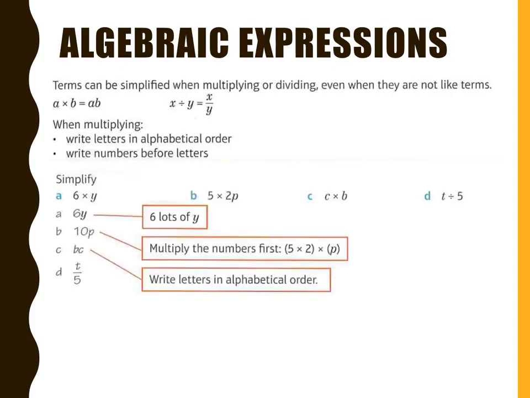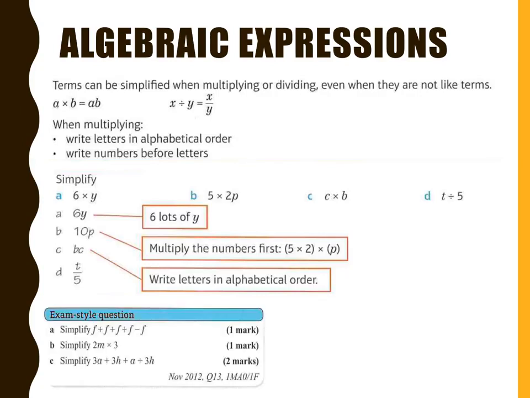If we were to simplify these expressions, so if you were told 6 times y, you can write it down as 6y. 5 times 2p, it's 10p. The number comes first before the letter. C times b can be written down as bc because letters are supposed to be in alphabetical order. And then t divided by 5 can be written as t over 5.